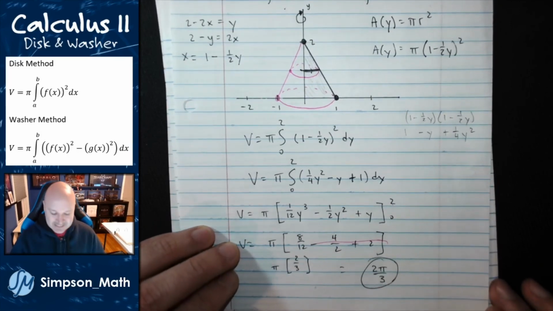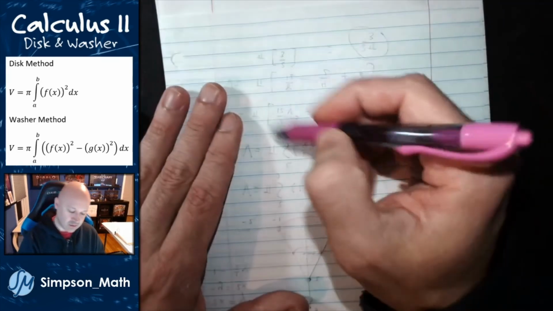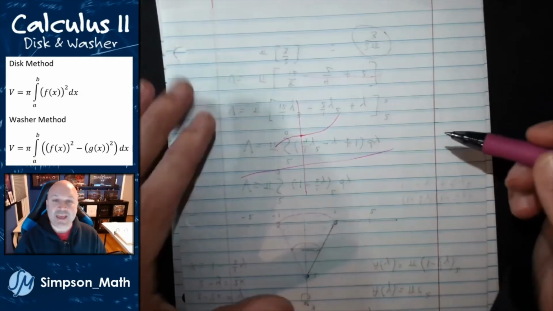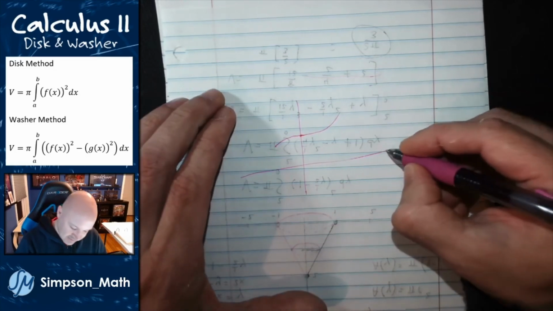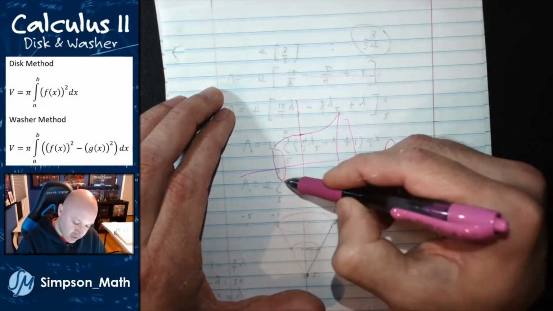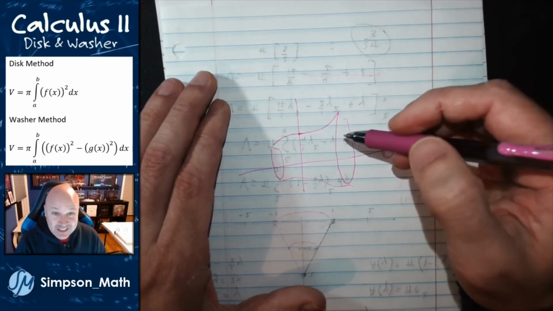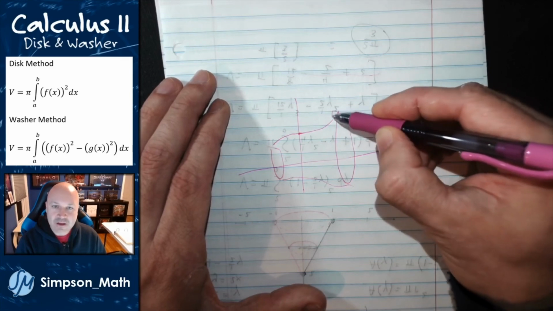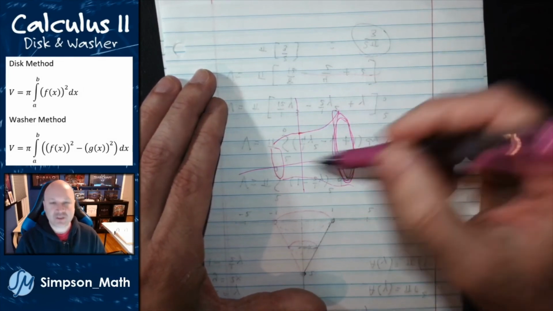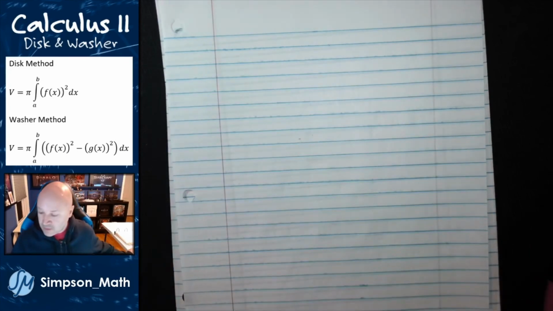Okay, that is the disk method. Whatever function I give you, if I have you revolve that around an axis, it's going to create circular cross sections. And in order to calculate that volume, we just find the area of those cross sections, circle, pi r squared, and we integrate it along the interval. Perfect. All right, nothing new.